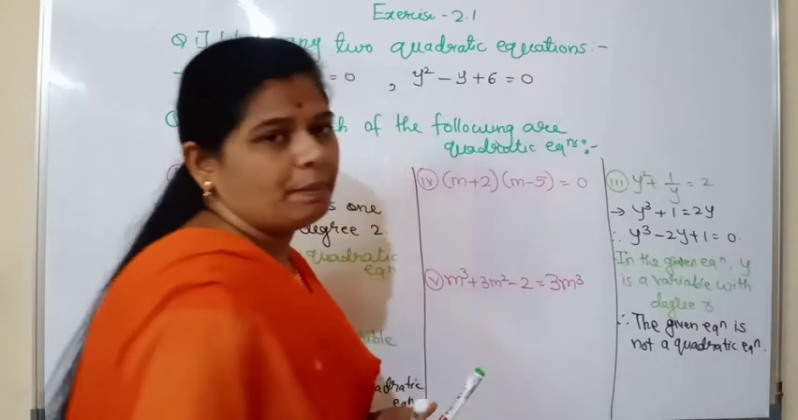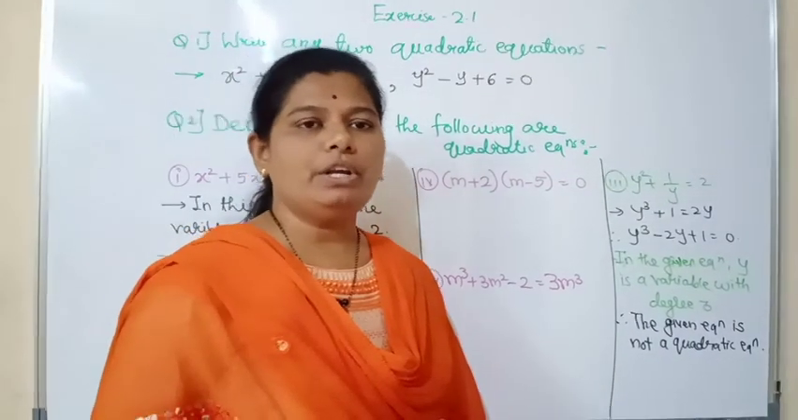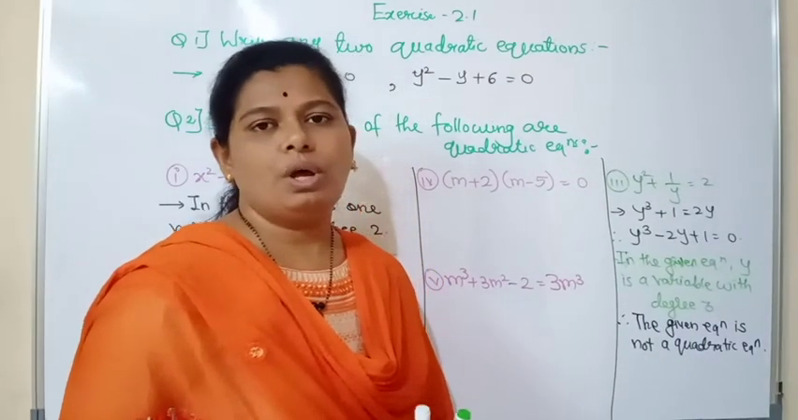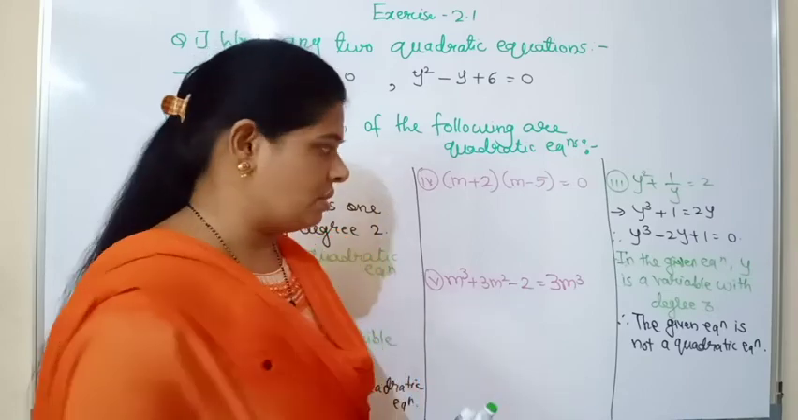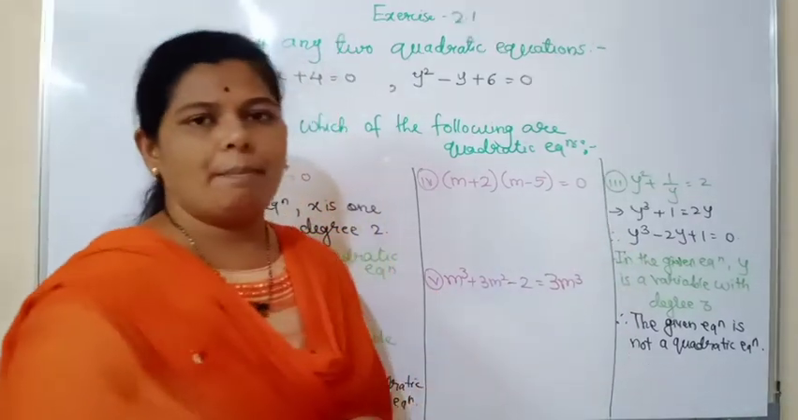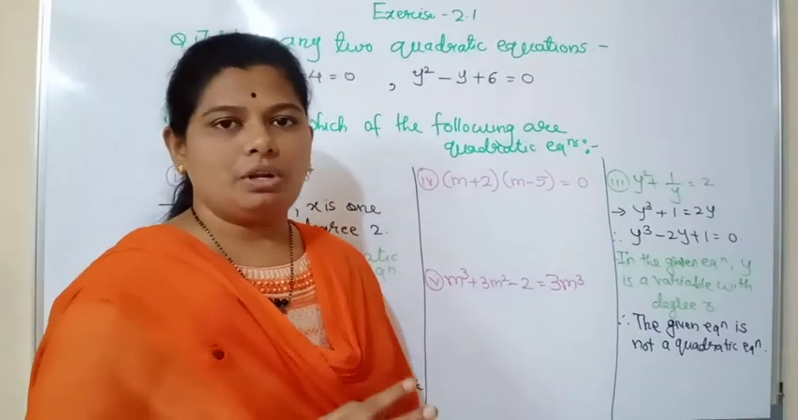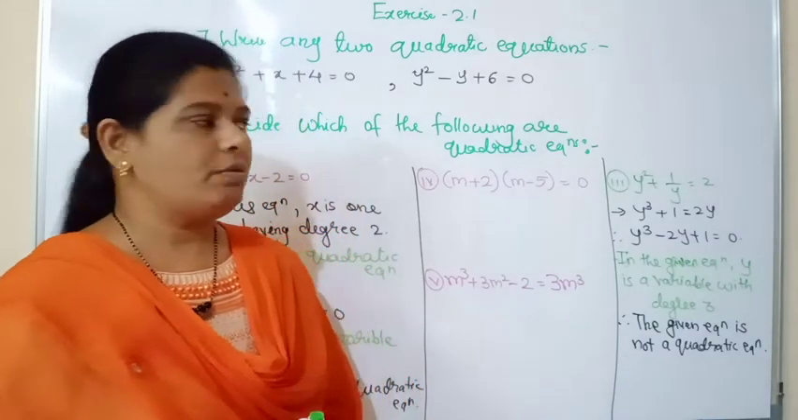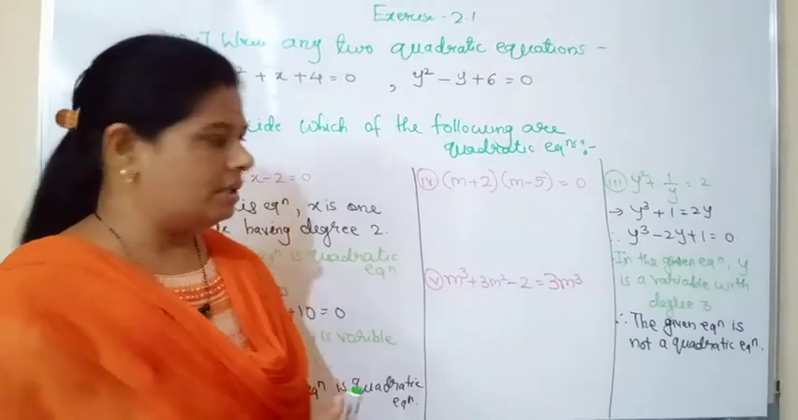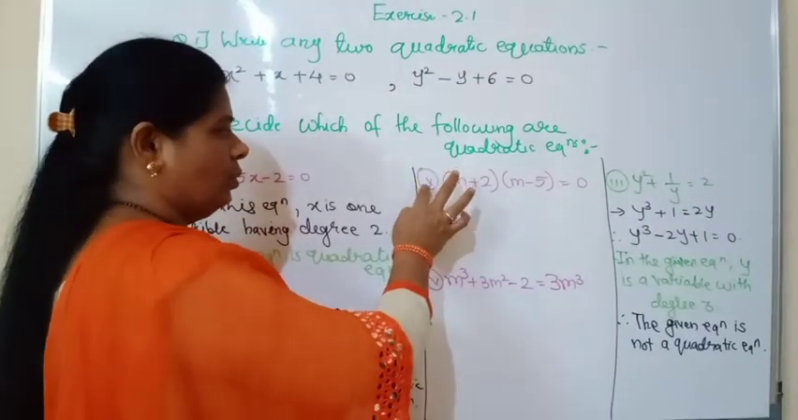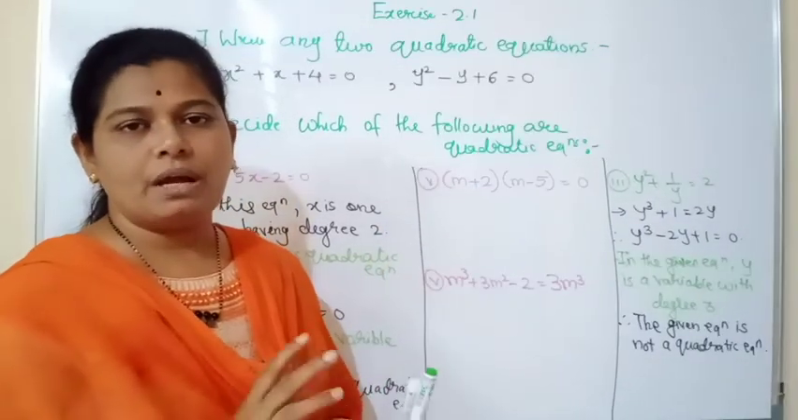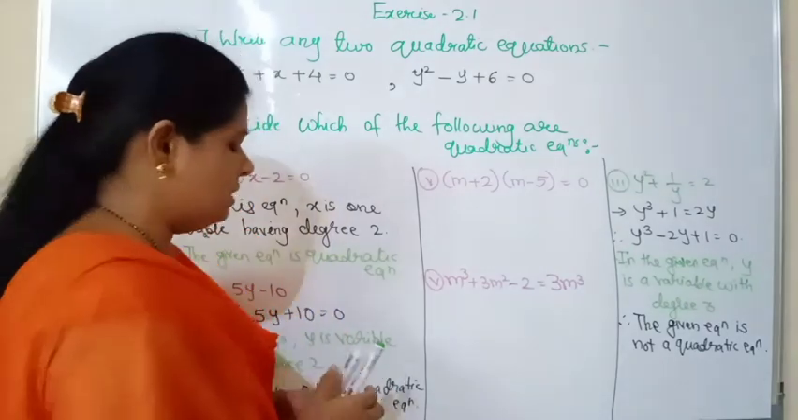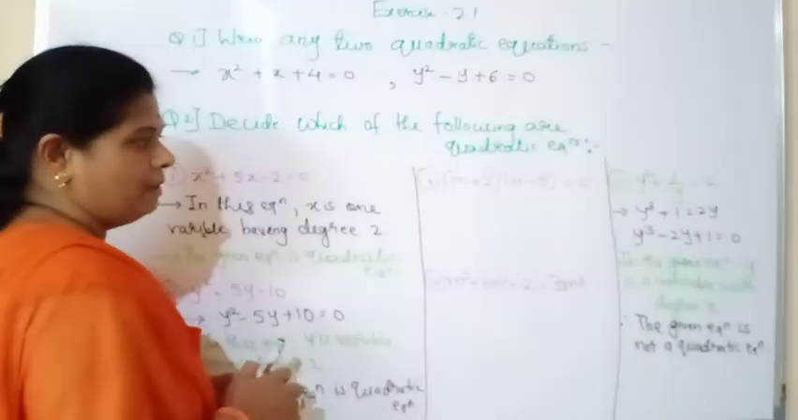Okay, so always keep in mind this thing, that if the maximum degree is 2, then only it is a quadratic equation. Here now in this third example, the maximum degree is 3, and so it is not a quadratic equation. Now the fourth example we will not solve. Okay, we will directly solve the fifth one, because the third and fourth examples are near about the same. So we will study the fifth example which is given.